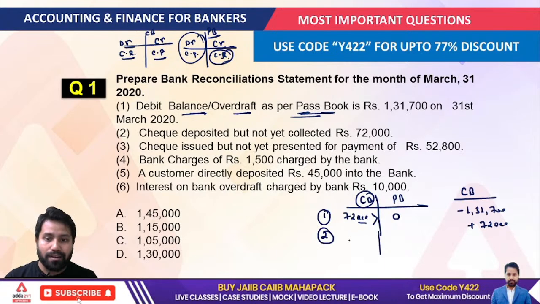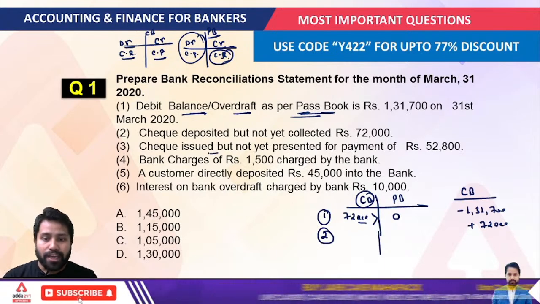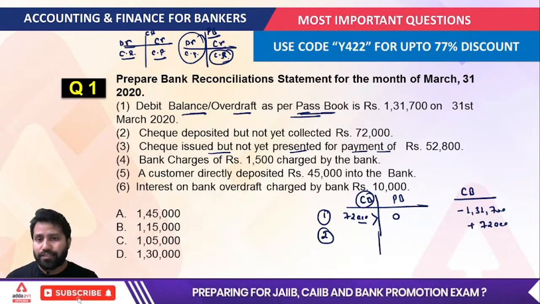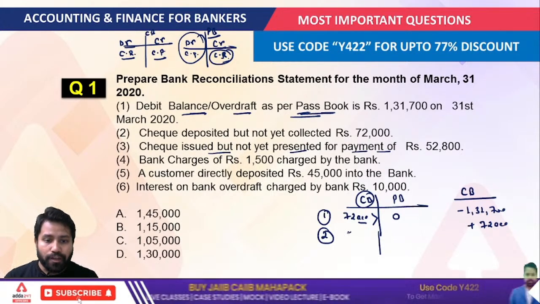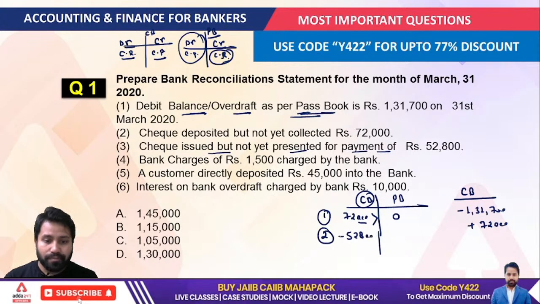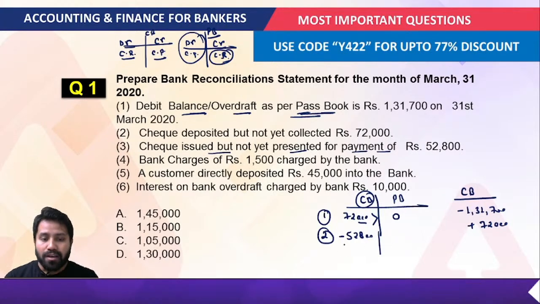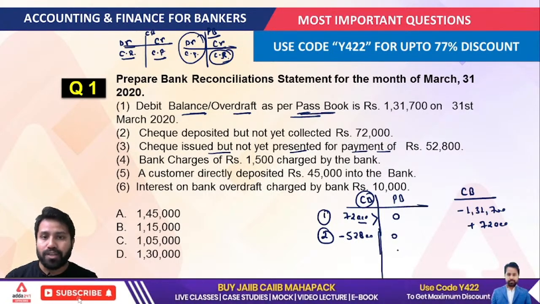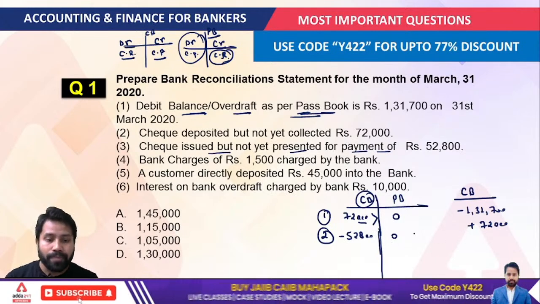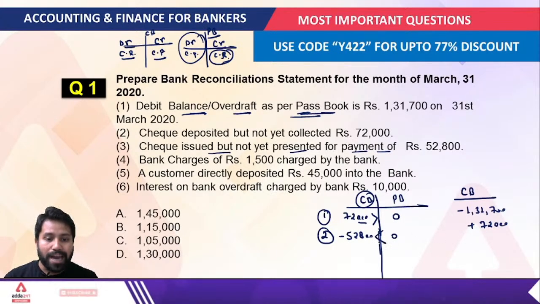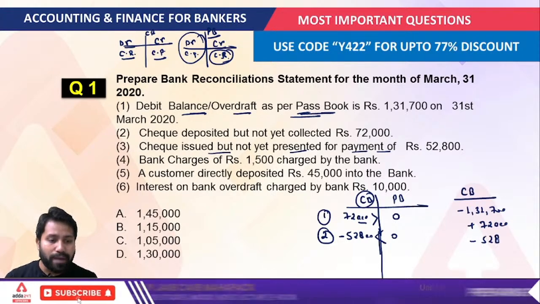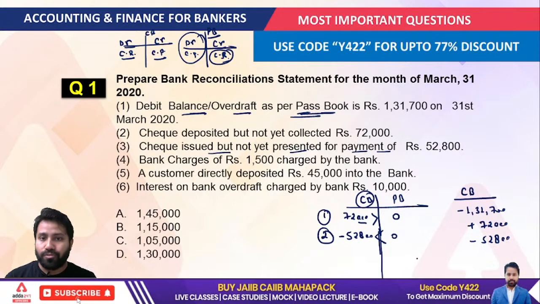For the second condition, you get check issued but not yet presented for payment. That means the customer or the firm issued a check of 52,800, which would come with a negative figure, but it is not presented over the counter, so in the bank statement it comes as zero. Now you will say your cash book balance is lesser than the passbook, so you write here minus 52,800.